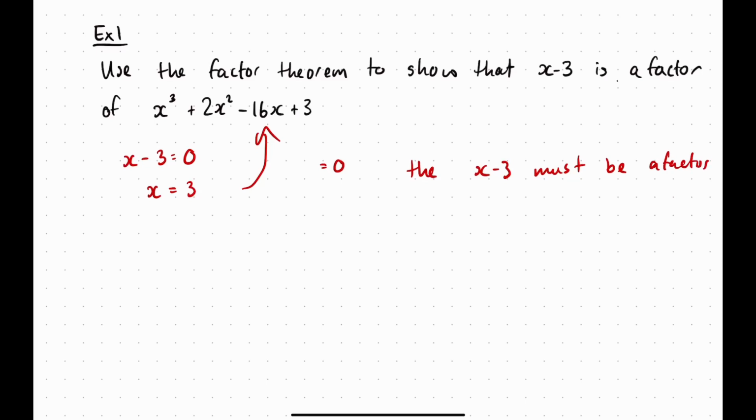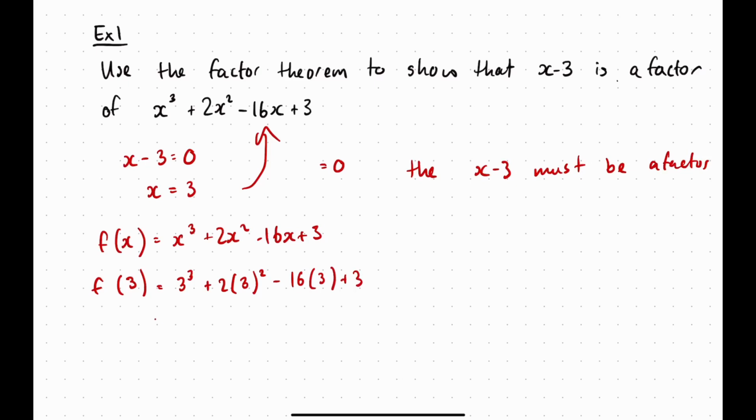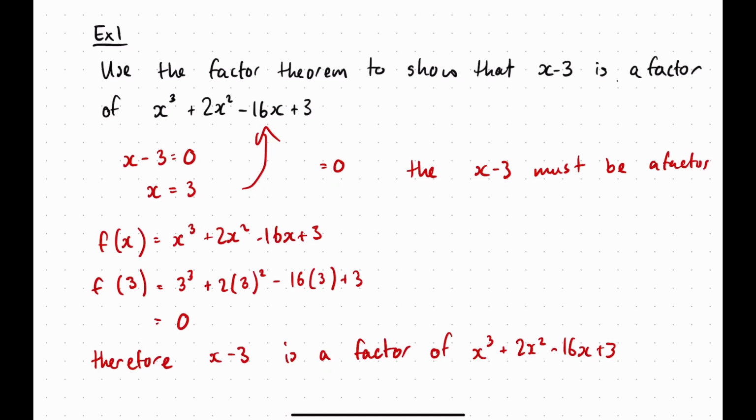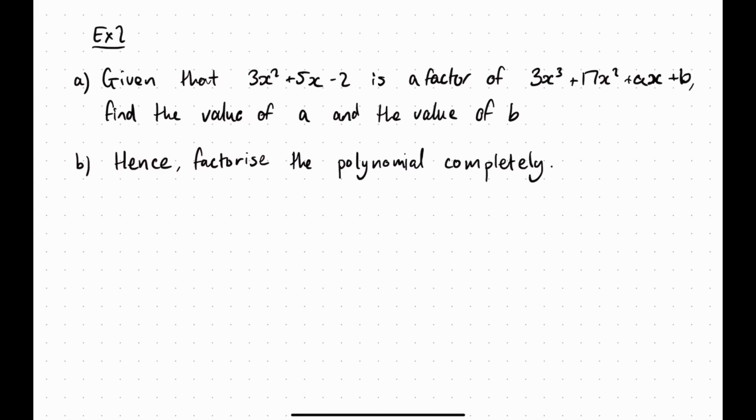Okay, so let's see if that works. Let's substitute x is equal to 3 into this. So if I say I've got f of x, that is x cubed plus 2x squared minus 16x plus 3, then f of 3 would be 3 cubed plus 2 lots of 3 squared minus 16 lots of 3 plus 3. If I work that out on a calculator, I get the answer 0. Therefore, x minus 3 is a factor of x cubed plus 2x squared minus 16x plus 3. So if we get the solution 0, as in 0 remainder, then x minus 3 must be a factor. Okay? That's the basic version of this idea.